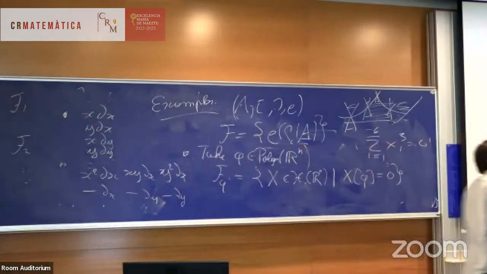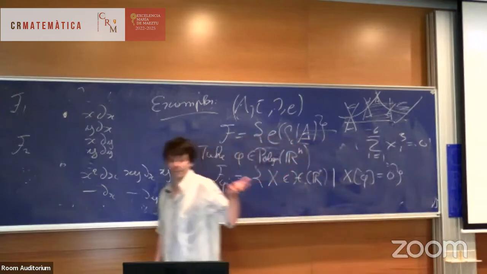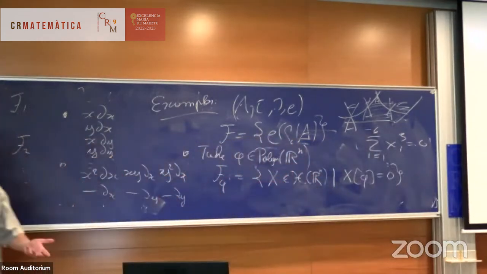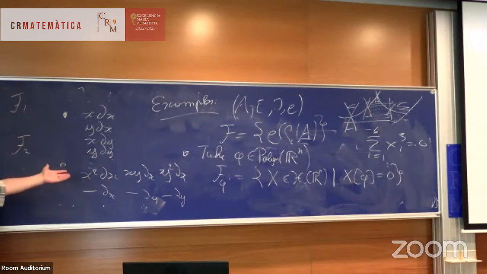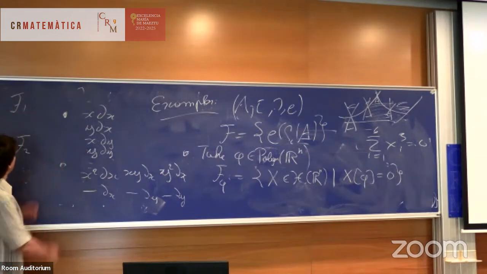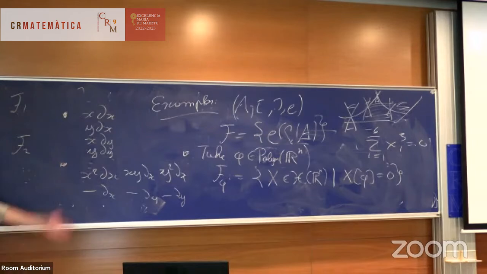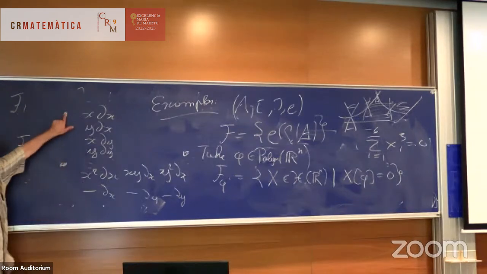Okay? So these are 2 examples of modules of vector fields on R2 closed under the bracket and finitely generated. And well, I haven't explained what leaves are, but what do you think they are? If I take all vector fields that vanish here, what are the leaves, do you think?